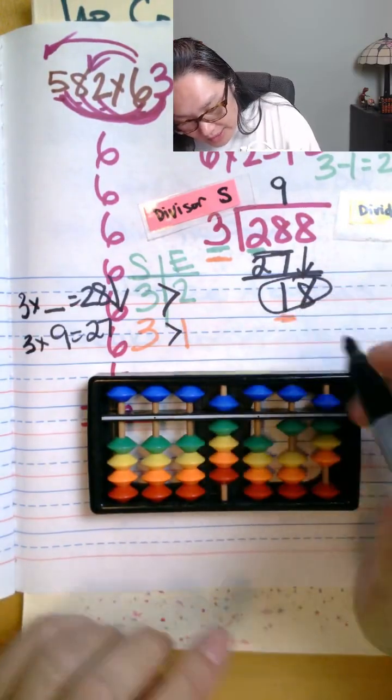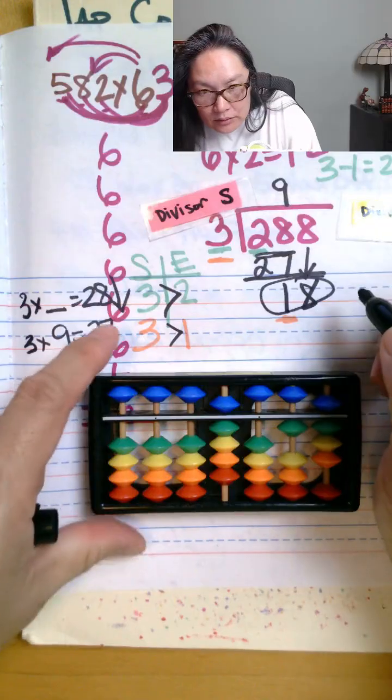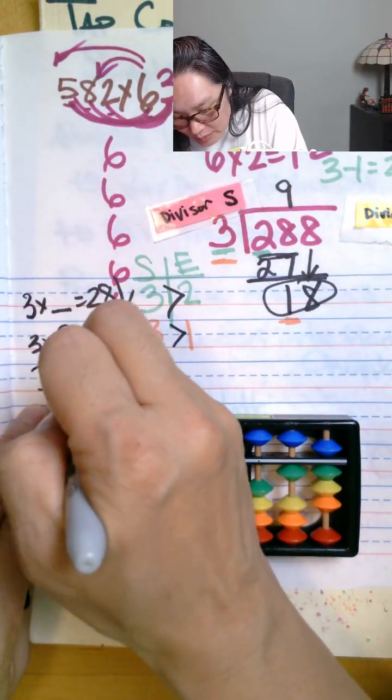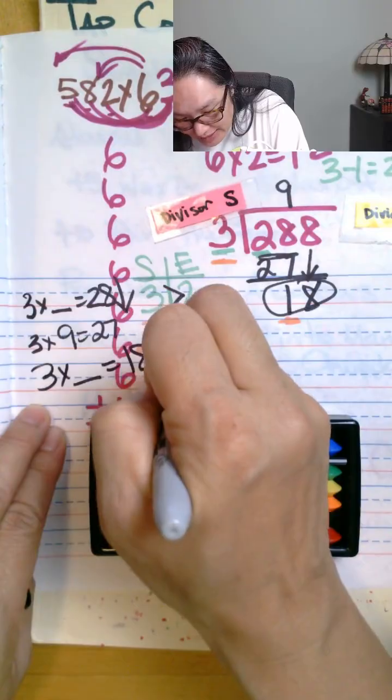So it's 3 times what is equal to 18 or less?